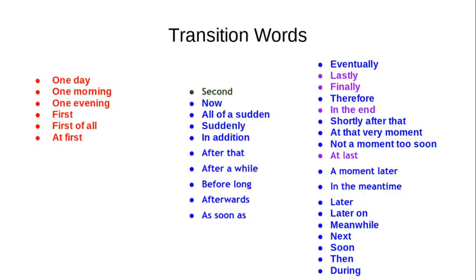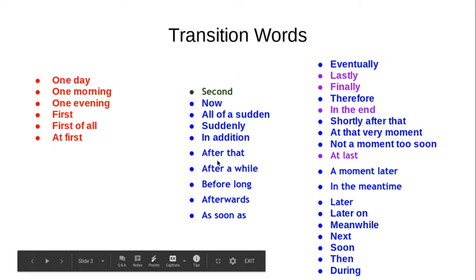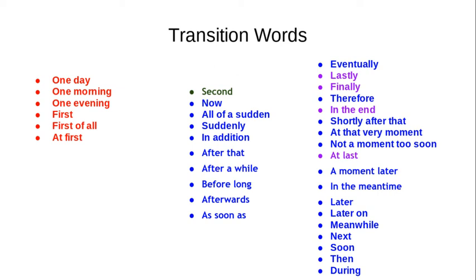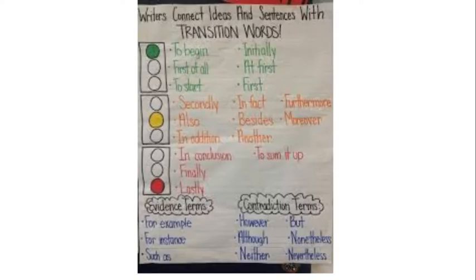Okay, moving on. So here are some examples of transition words. So the ones that are highlighted in red are for like the first introduction paragraph or the first event that you're going to be talking about. Now, these ones here that are blue, that would be like for the middle paragraph. So the second event that's happening. And then, of course, the ones that are highlighted in purple, those are conclusion transition word phrases. Okay. I also have an anchor chart I'm going to show you now.